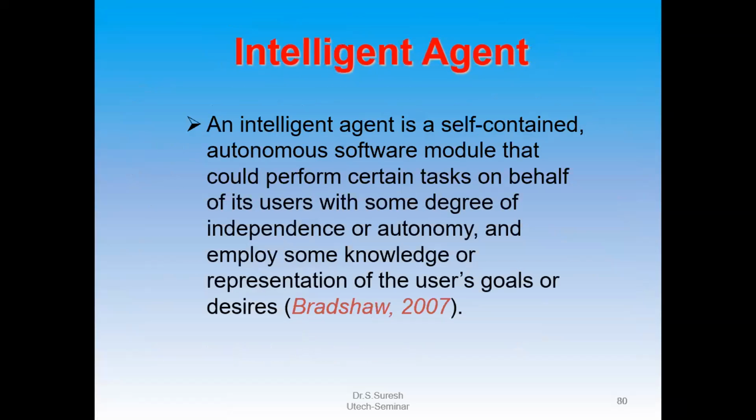Then what is an intelligent agent? An intelligent agent is going to have all the features that an agent has. Along with that, it also has some level of intelligence, which is going to come from artificial intelligence, like machine learning and deep learning, to perform its job.